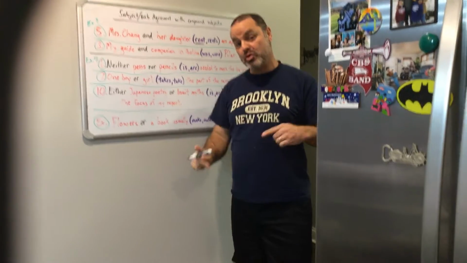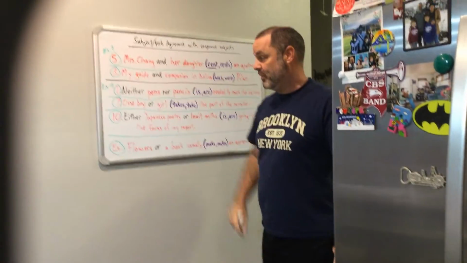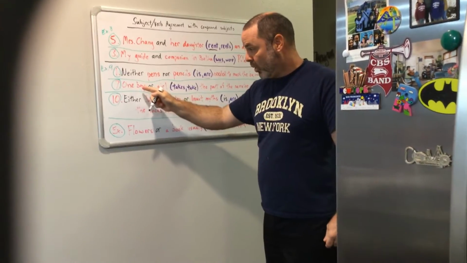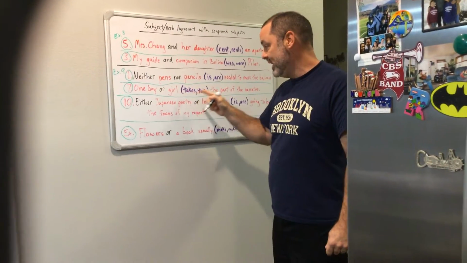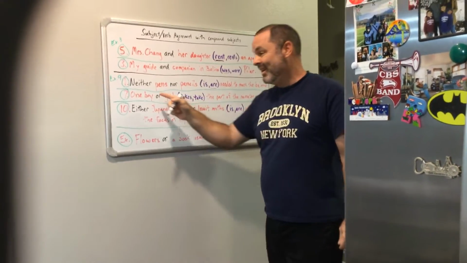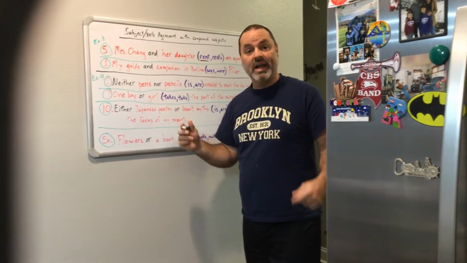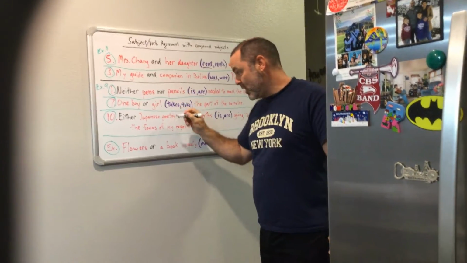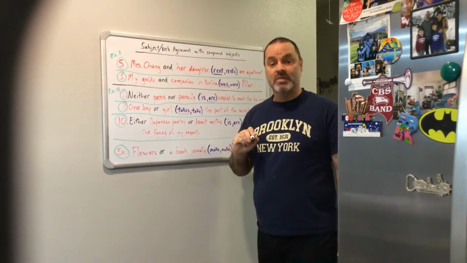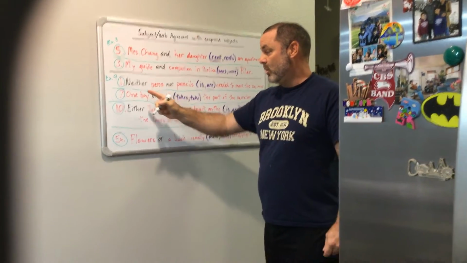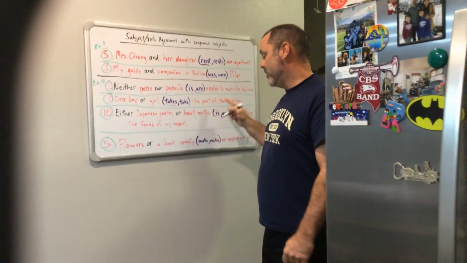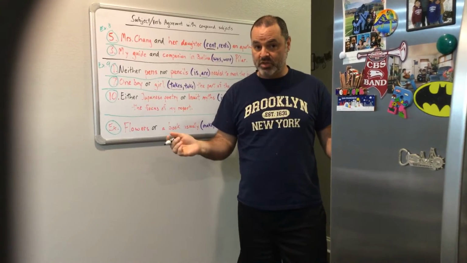Same deal if both choices are singular, like in number 7 from exercise 9. One boy or girl takes or take the part of the narrator. Singular, singular, I need the singular verb. Action verbs with the S, singular verb. So we need one boy or girl takes the part of the narrator. Hopefully so far so good.